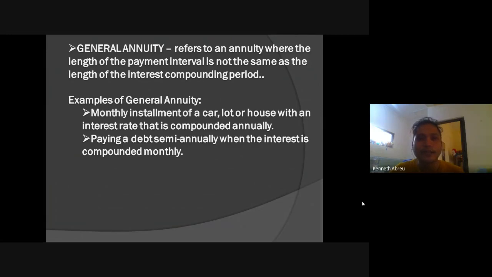Next, general annuity. When we say general annuity, it refers to an annuity where the length of the payment interval is not the same as the length of the interest compounding period. Examples of general annuity would be these: first, monthly installment of a car, lot, or house with an interest rate that is compounded annually, and paying a debt semi-annually when the interest is compounded monthly. So that would be an example of general annuity.